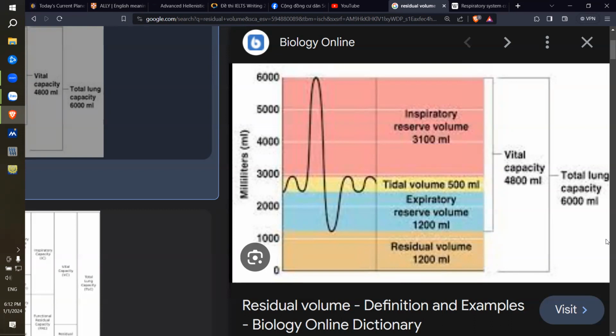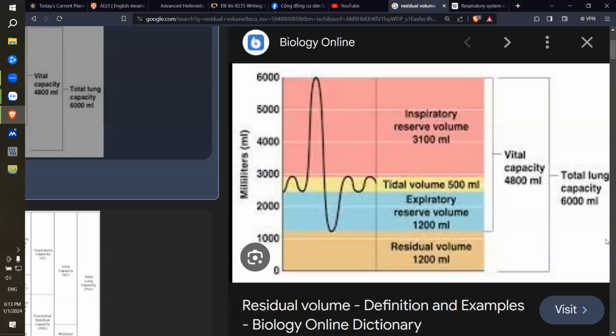Next, we have the total lung capacity, which is the total volume of air that the lungs can hold. It is equal to the vital capacity plus the residual volume, and it's usually around 6,000 milliliters. Also, we have the functional residual capacity, which is the amount of air that remains in the lungs at the end of a normal passive exhalation.